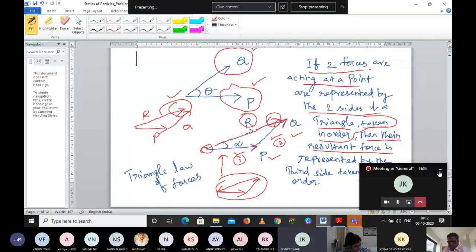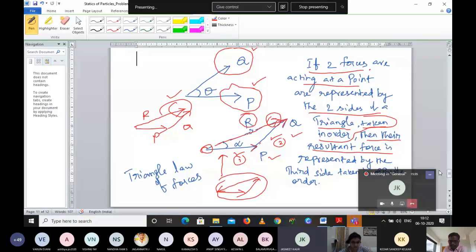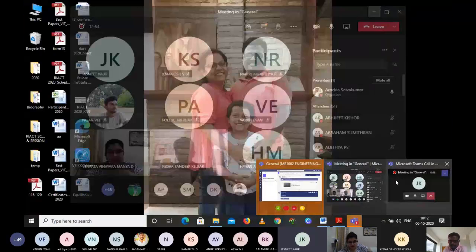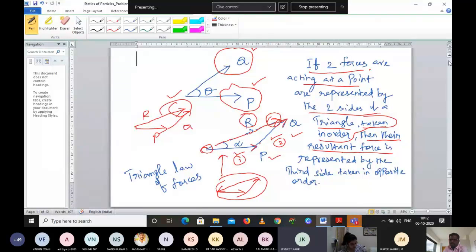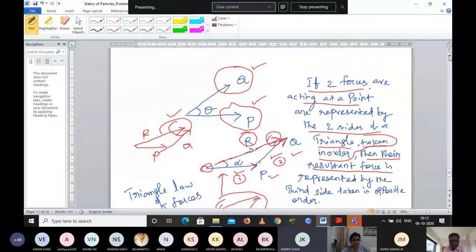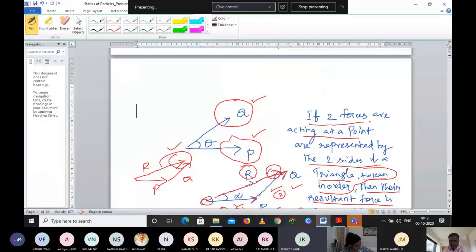Sir, I have a doubt. Yes, tell me. Can you go to the above diagram, the first diagram, where you mentioned Q and P? Which one, the blue color? The first one, sir, in this page itself, sir. Yes, tell me.